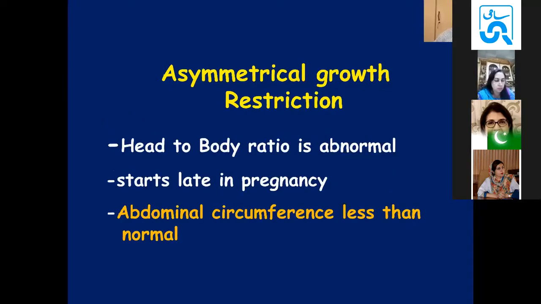When it comes to asymmetrical growth restriction, the head to body ratio is abnormal. And that's why it's easy to diagnose with the parameters which we have. If the abdominal circumference is less than the circumference of the head, we start to suspect something is going wrong, and it starts late in pregnancy. Abdominal circumference less than normal is what we try to pinpoint.